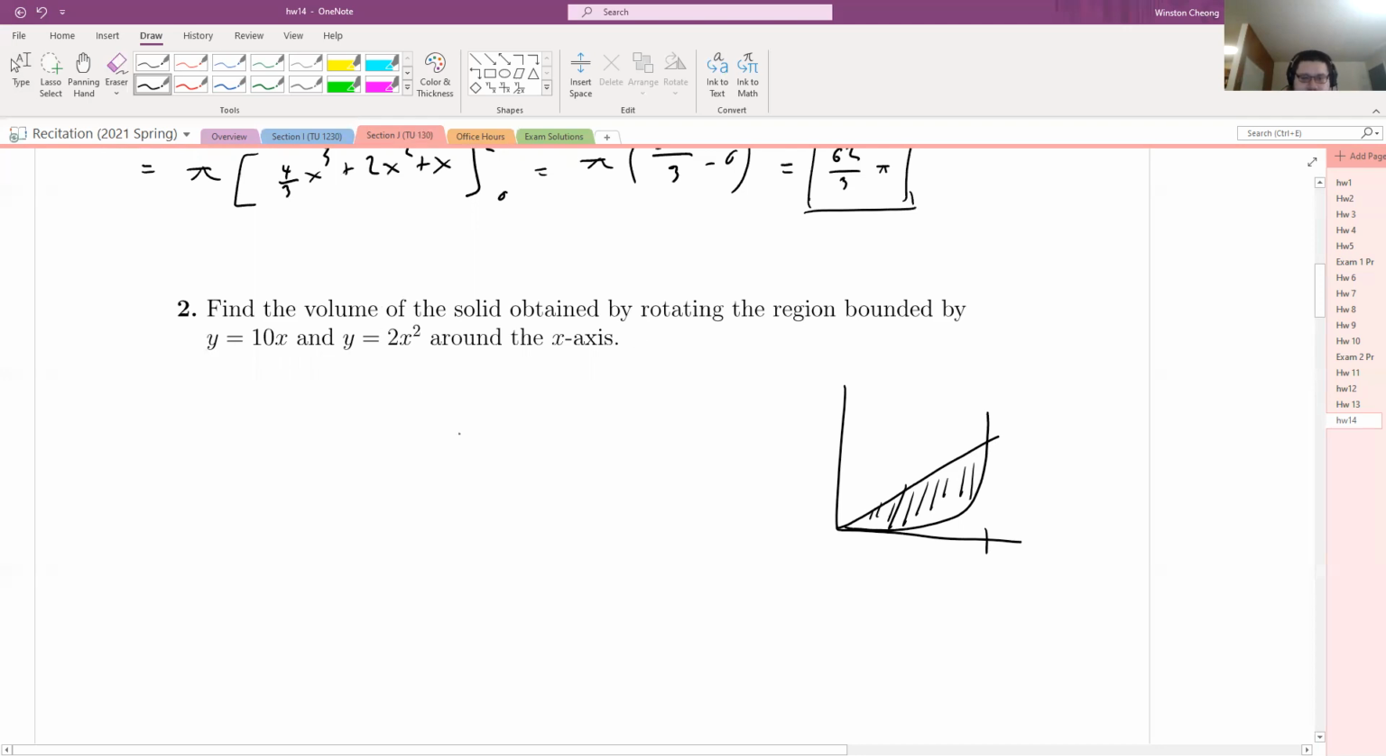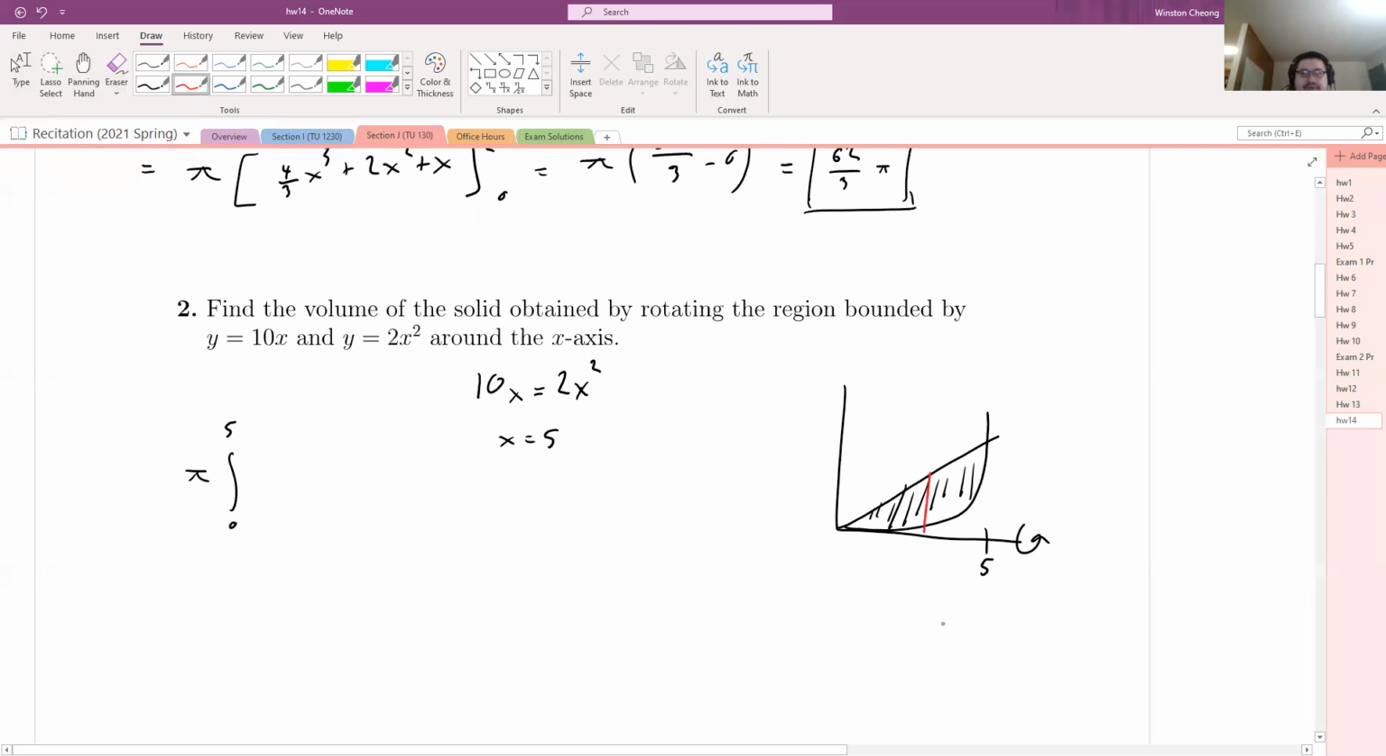So what we do is we set the two equations equal to each other and solve. Right. And so when we solve that, we'll get x is equal to 5. So that means this intersection happens at 5, and that tells us the limits of our integral. Okay. Right, I should also say something about, we revolve around the x-axis. Okay.